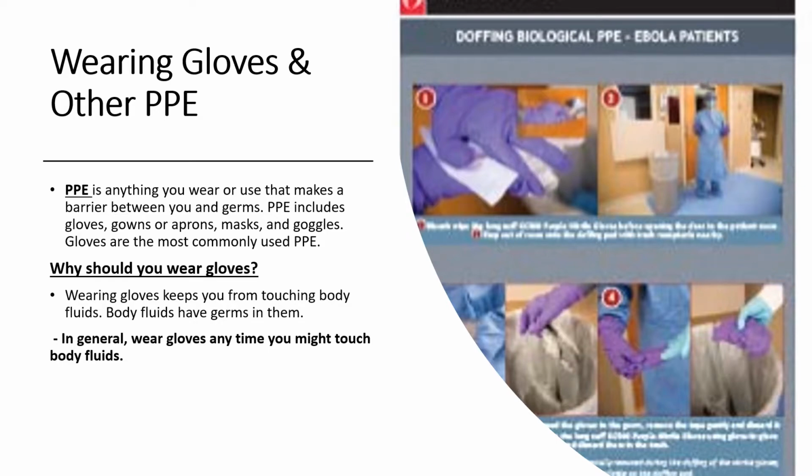Okay, wearing gloves and other PPE. And what is PPE? PPE stands for Personal Protective Equipment. This is anything you wear or use that makes a barrier between you and germs. PPE includes gloves, gowns or aprons, masks, and goggles. Gloves are the most commonly used PPE.